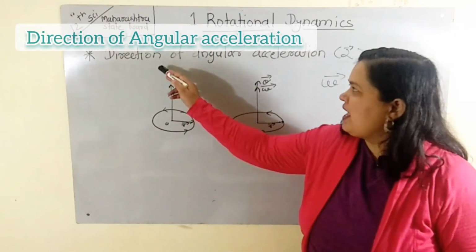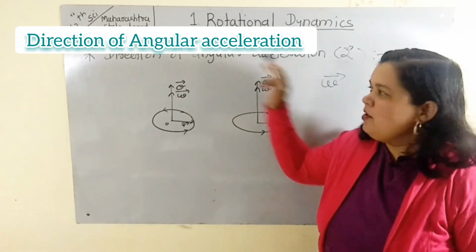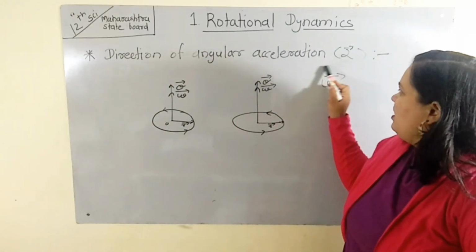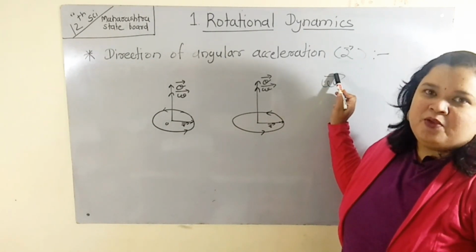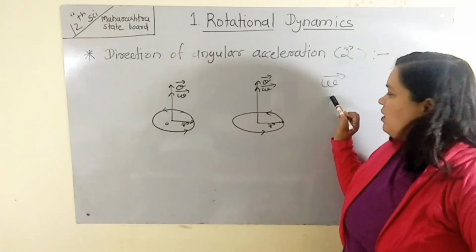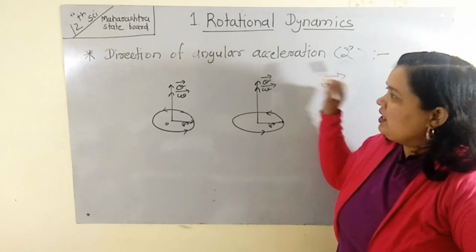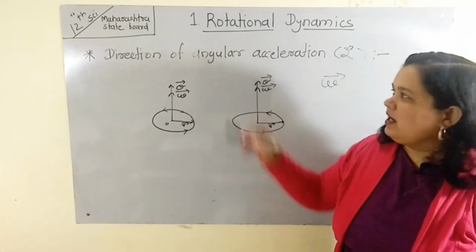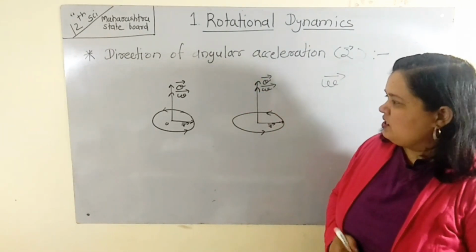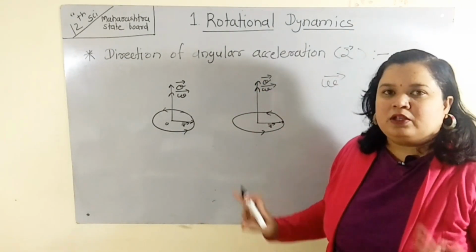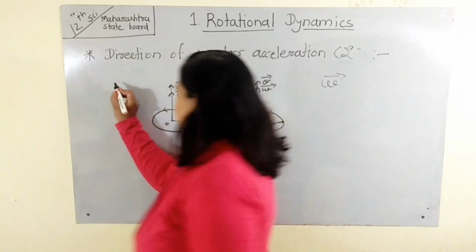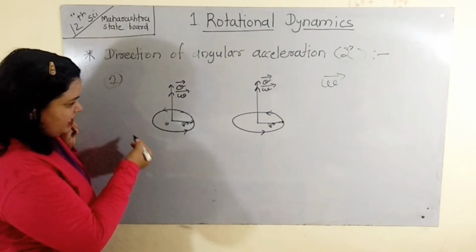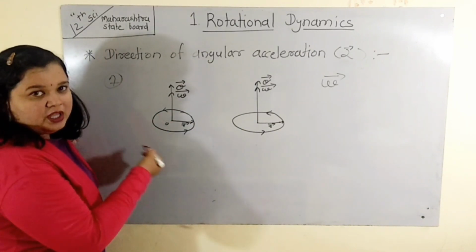Let's find out the direction of angular acceleration. The direction of angular acceleration totally depends on angular velocity. That means we have to consider angular velocity first, then we can find the direction of angular acceleration. Here we have to consider two cases. This is the first one. Consider a particle moving like this in circular motion.